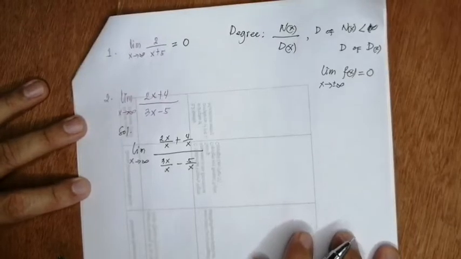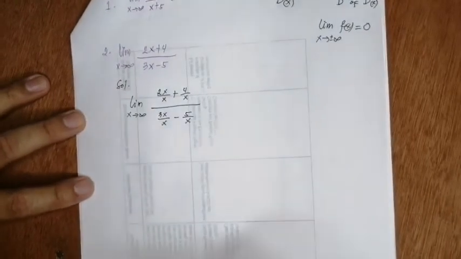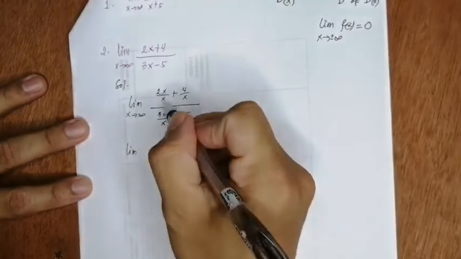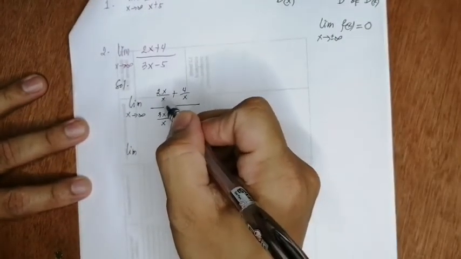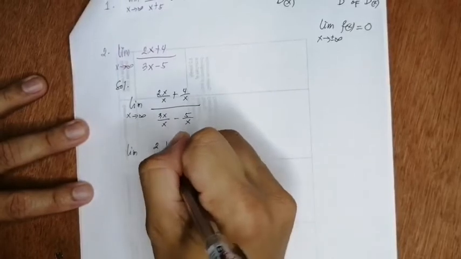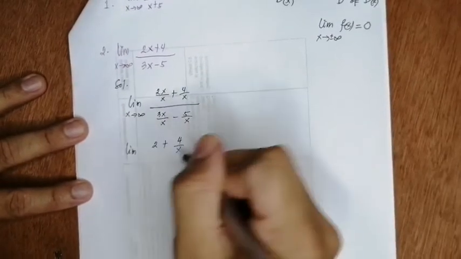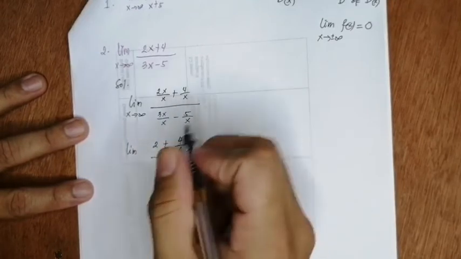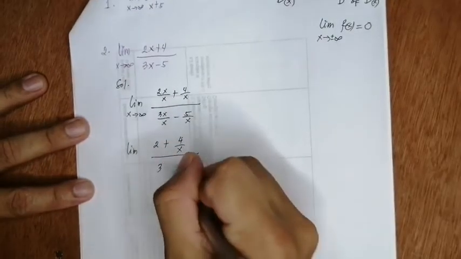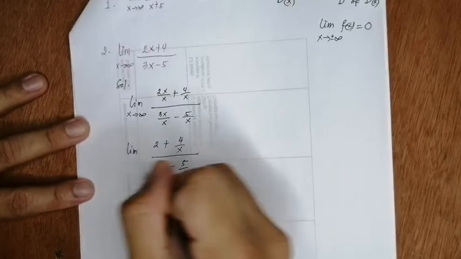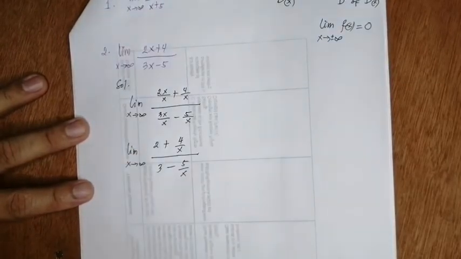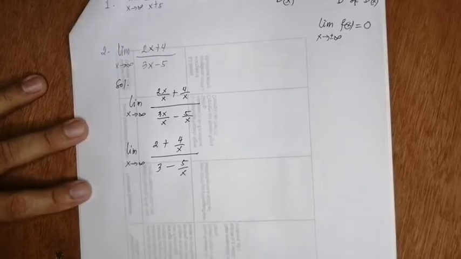Then, just simplify. So, pag sinimplify natin, ito ay magiging limit of 2x over x. This one will be cancelled, kaya magiging 2 plus 4 over x all over. Dito naman, x will be cancelled also, so we will be having 3 minus 5 over x as x approaches infinity. So, this time, gagamitin na natin yung properties ng limits.